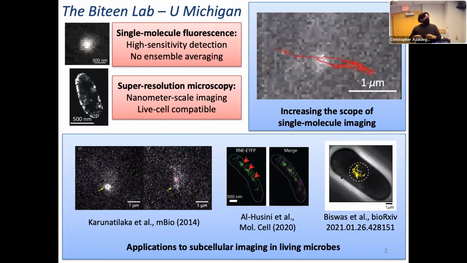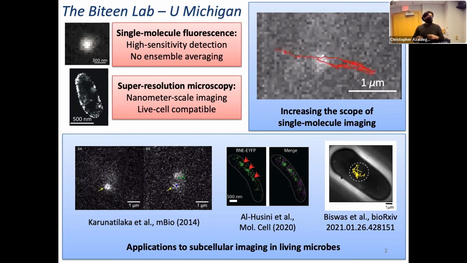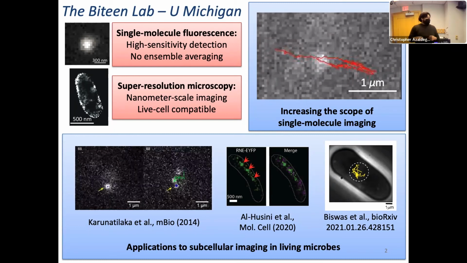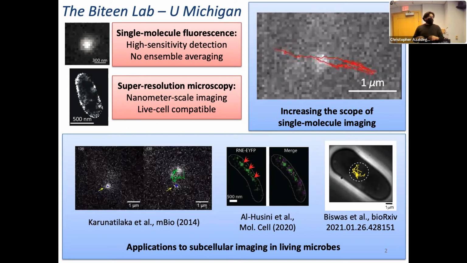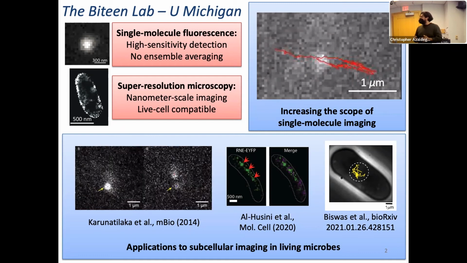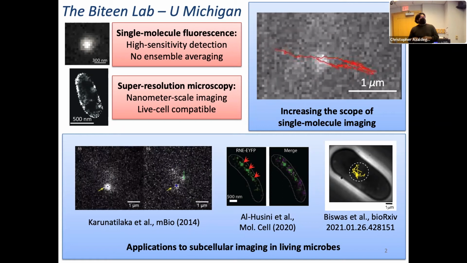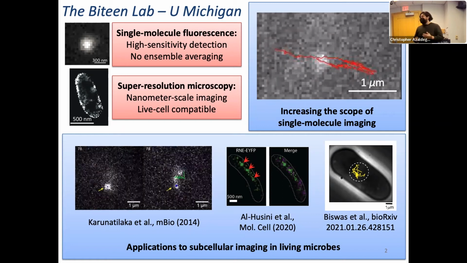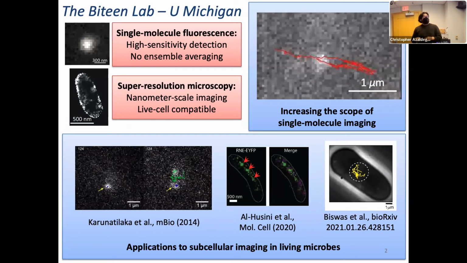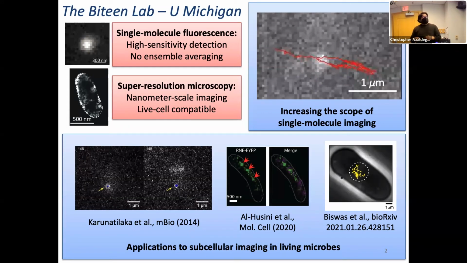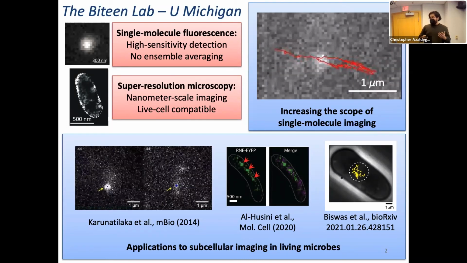And so one of our favorite things to do is to apply these techniques to imaging living microbes. So in the past, we've applied these techniques to measure the starch degradation machinery in our gut microbiome bacteria, as well as building super resolution images of subcellular compartments inside of the cell, bacterial cell. And more recently, we've applied this technology to measuring dynamics of proteins in the nucleus of fission yeast to study epigenetic inheritance.